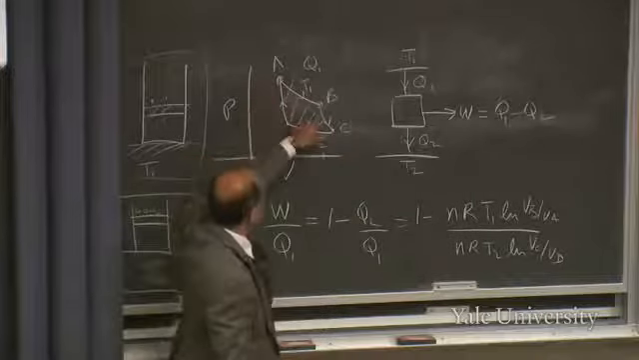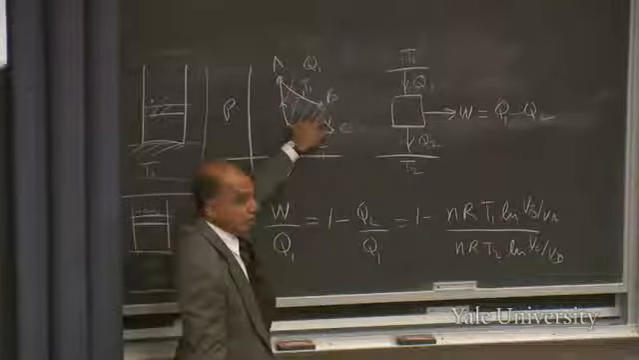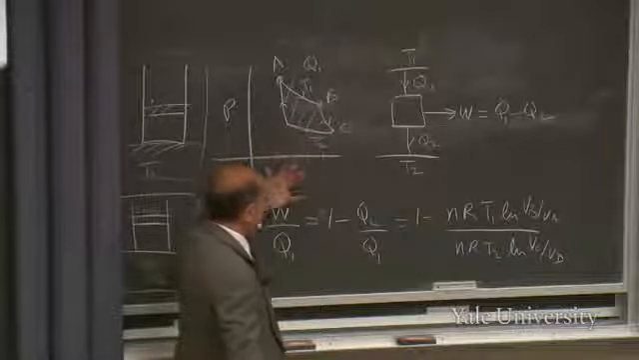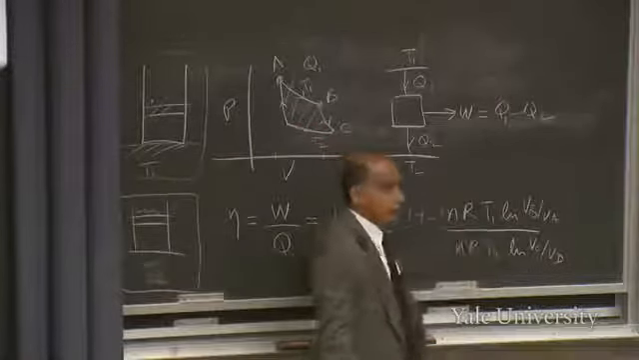When you go from A to B, there is no change in internal energy because temperature is the same. Therefore, the work done and the heat input are equal numerically. So Q2 is the work done and Q1 is the work done there. So that's what I got.